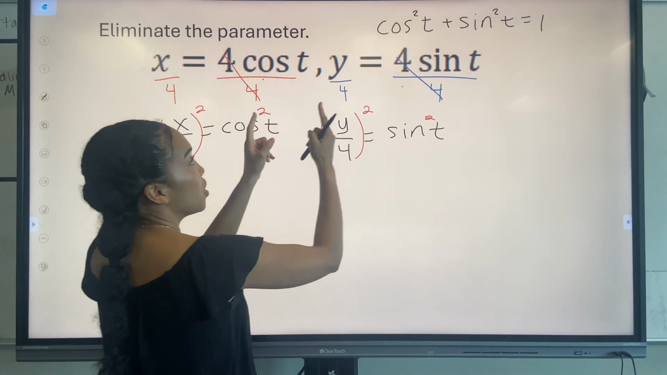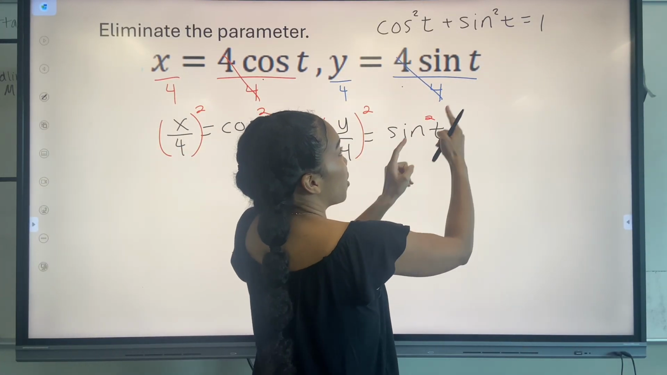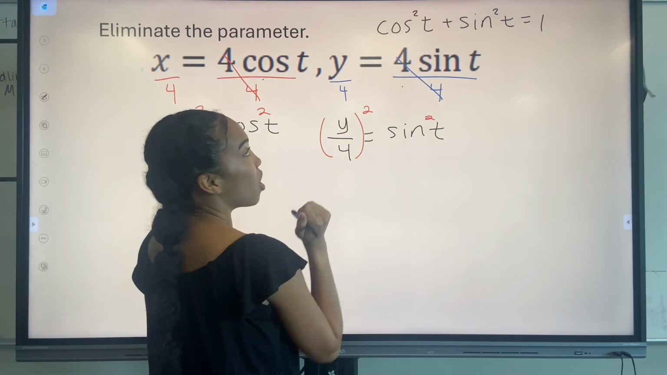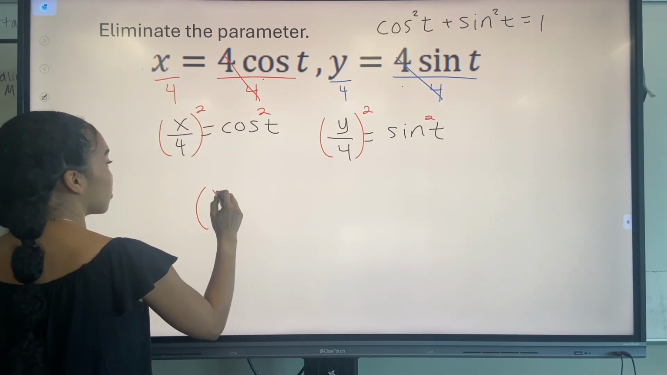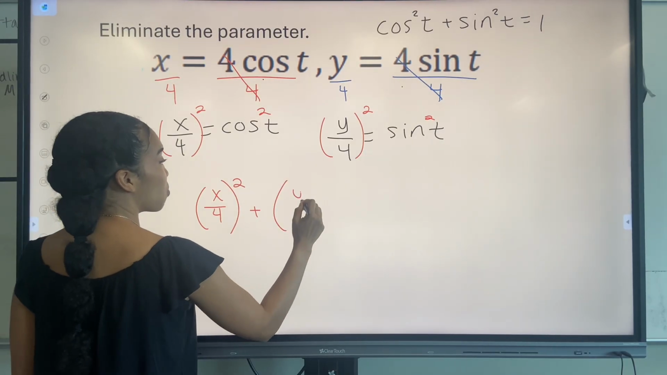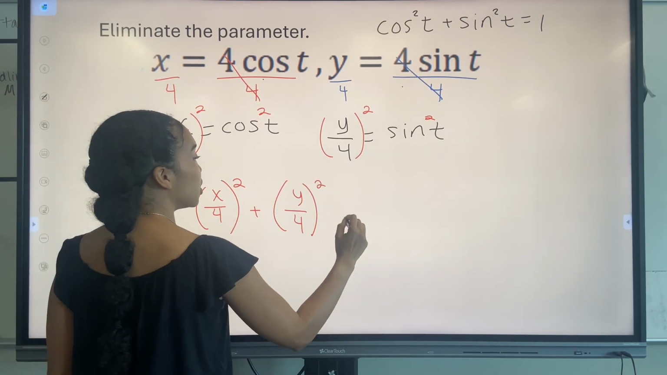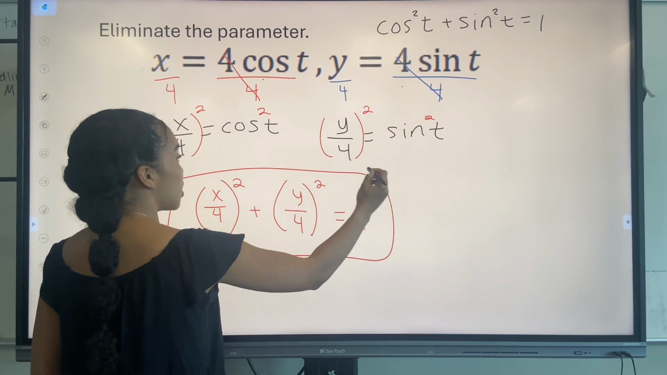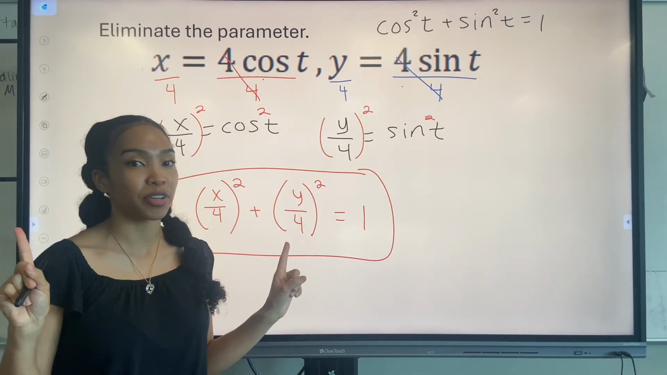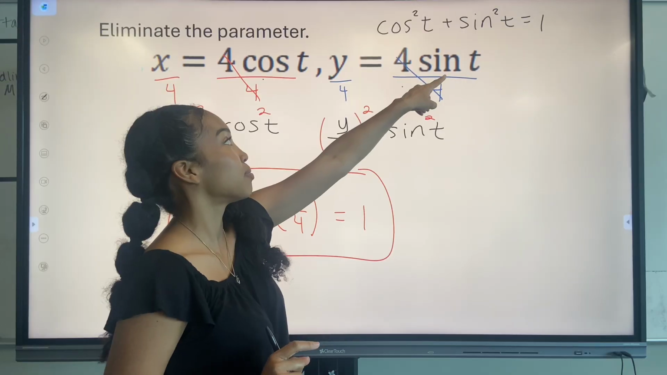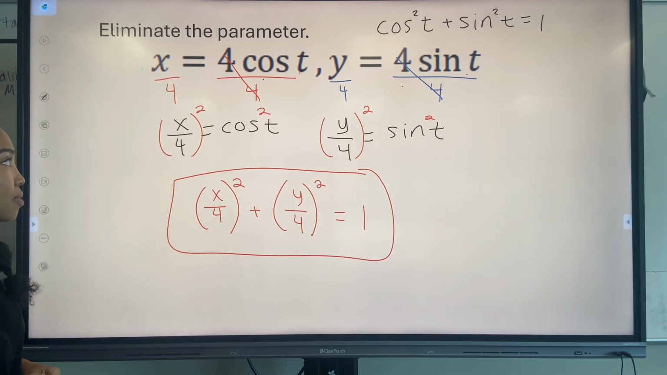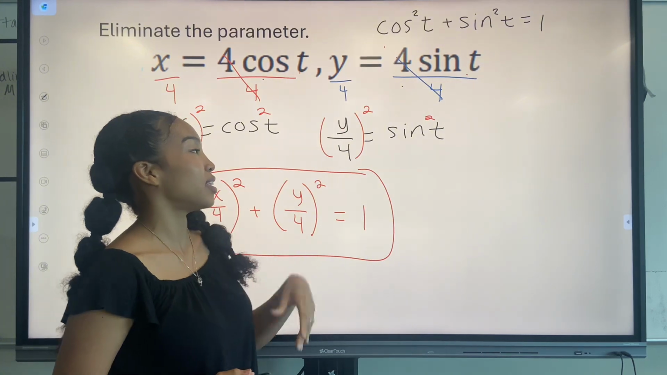Cosine squared plus sine squared is equal to 1. That means this plus this is also equal to 1. So your answer is (x divided by 4) squared plus (y divided by 4) squared equals 1. And notice my equation has only x's and y's, no more parameter, no more variable t. We eliminated the parameter t, and we used the trig identity for this.